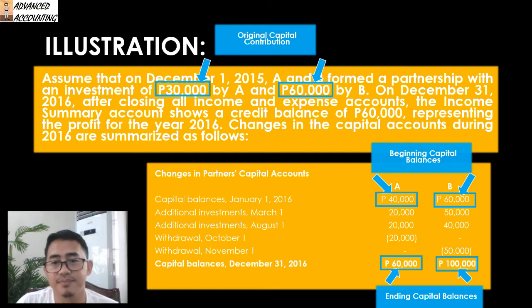So original, beginning, and ending. You should know how to find those accounts. By the way, if you are using a T account, I'm sure all of you already know what a T account is. If you look at the T account for that particular year, the left side represents the debit, and the right side represents the credit. So whatever is the first amount that you can see on the credit side of the capital account, that is the beginning balance of the capital.